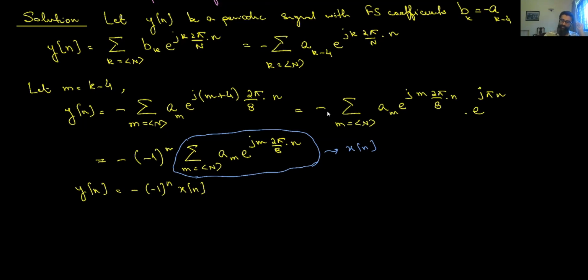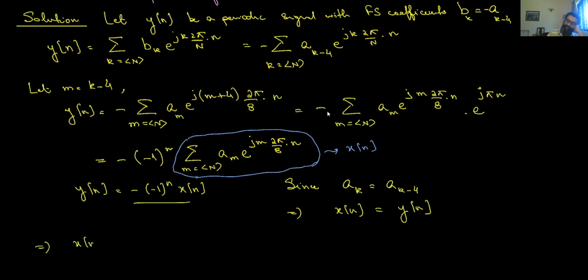Okay, so from here, what I conclude is that since the information that's given to me is that a_k equals a_{k-4}, this would imply that x of n must be equal to y of n. Okay, but y of n is this thing here, right? So this implies that x of n satisfies this condition: x of n equals minus 1 raised to the power n times x of n.